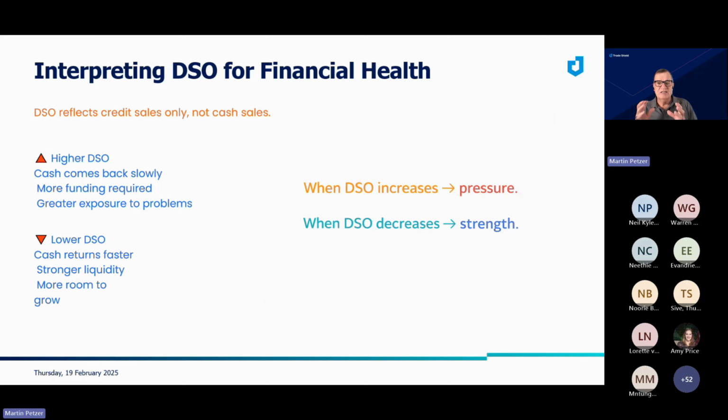Higher DSO means customers are taking longer to pay. Now, that could be for different reasons. It could be, and trust me when I say this, 85% of the time, when a debtor doesn't pay you, it's your own fault. Let me put it the reverse: it's my fault. Why? Because I'm talking out of experience.